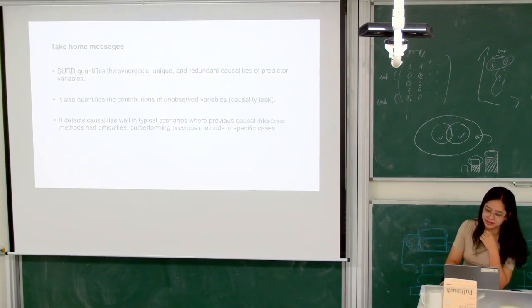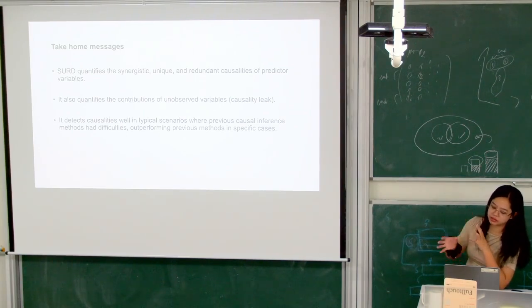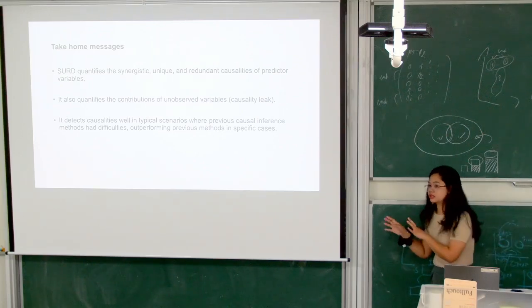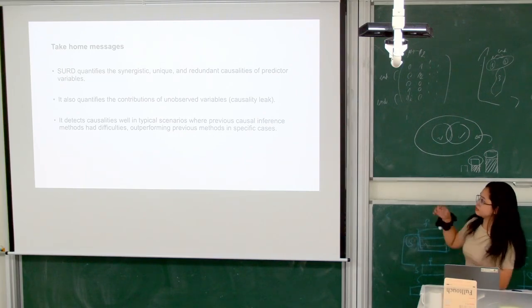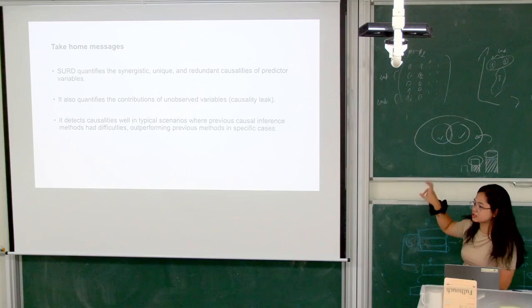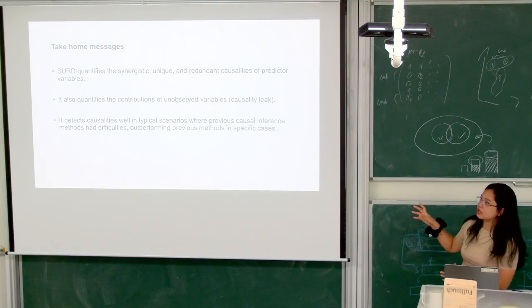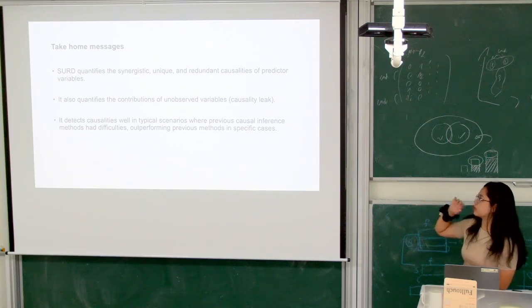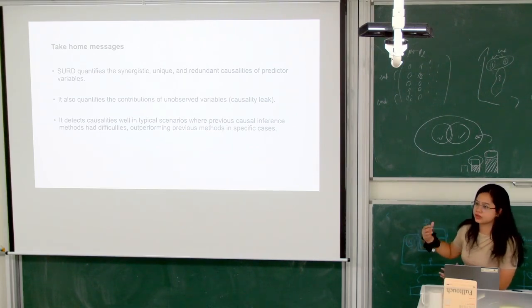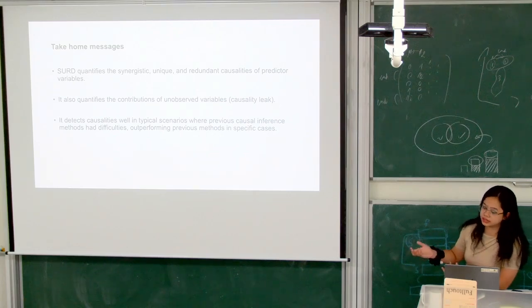And actually, that's everything. I think the main point here is that the quantification of CERD decomposes all the causalities into three types: synergistic, unique, and redundant causalities. For me, this is the first time that I heard these kinds of causalities and this kind of decomposition. At the same time, it is also the first inference method, I think, that quantifies the contributions of unobserved variables, the variables for which we don't have the data.